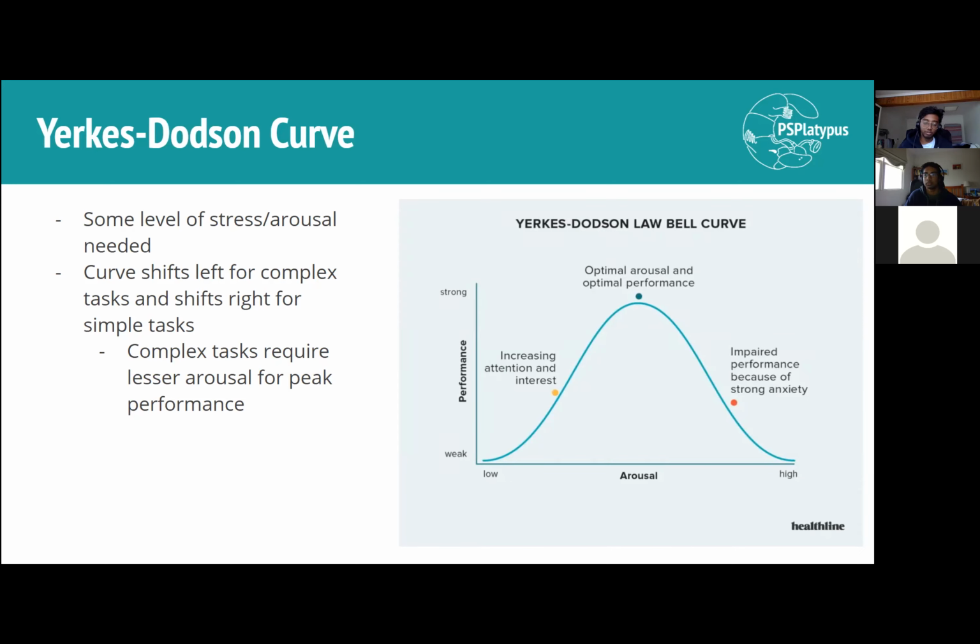Again, this curve looks different for complex tasks and simple tasks. Complex tasks require less arousal for peak performance, so it's going to shift to the left. The curve would look a little bit more to the left. But for simpler tasks, we require more arousal for better performance, so we're not as bored when we're doing it.